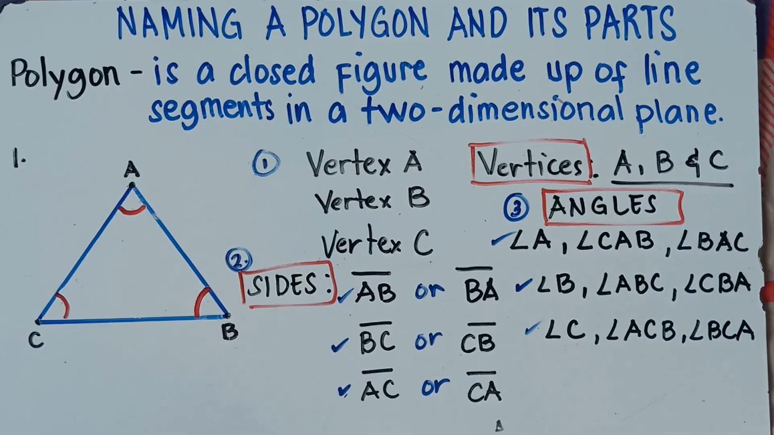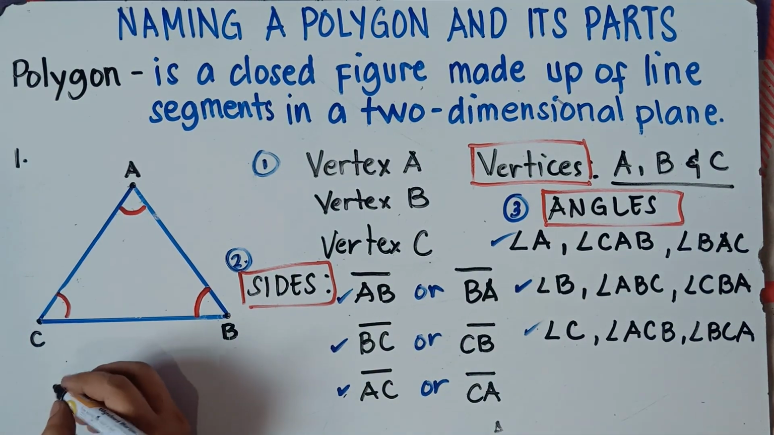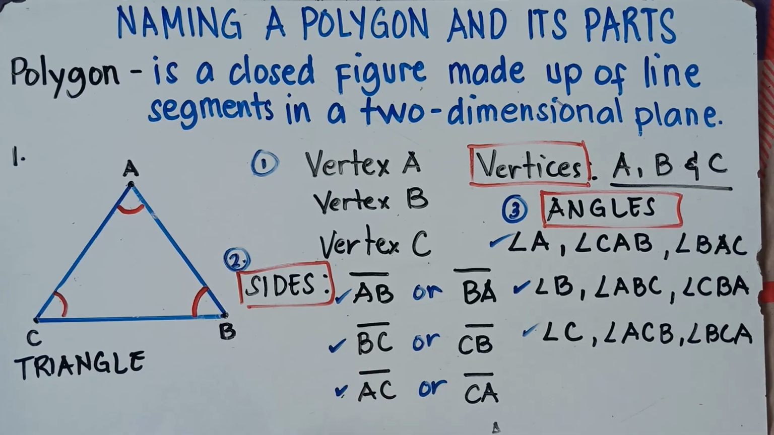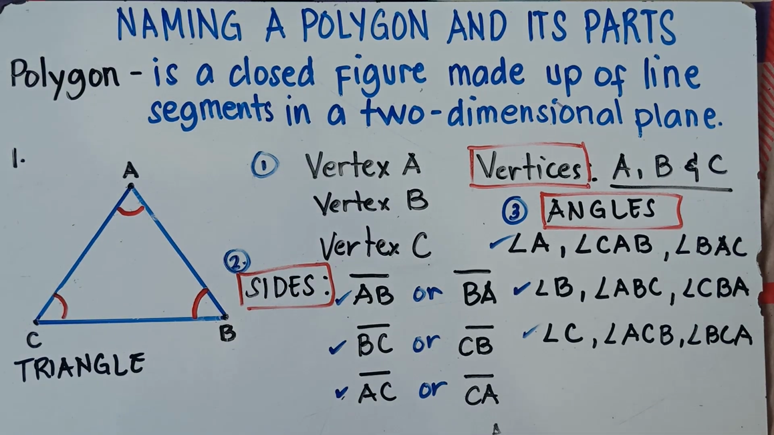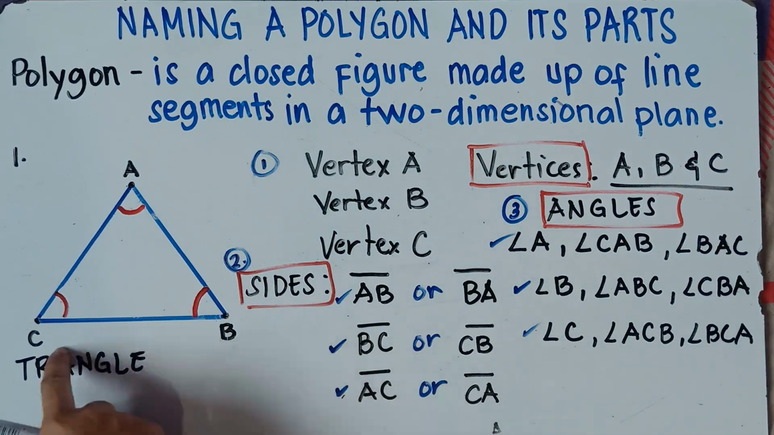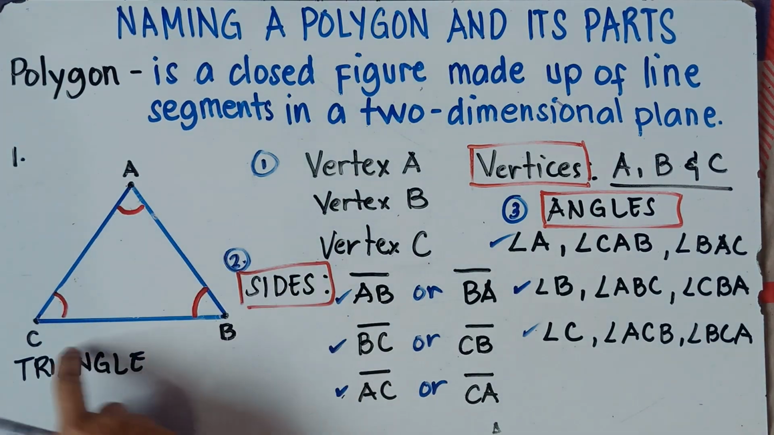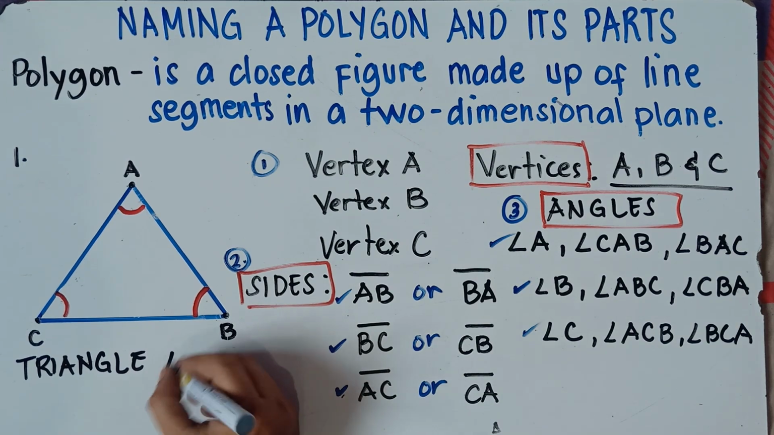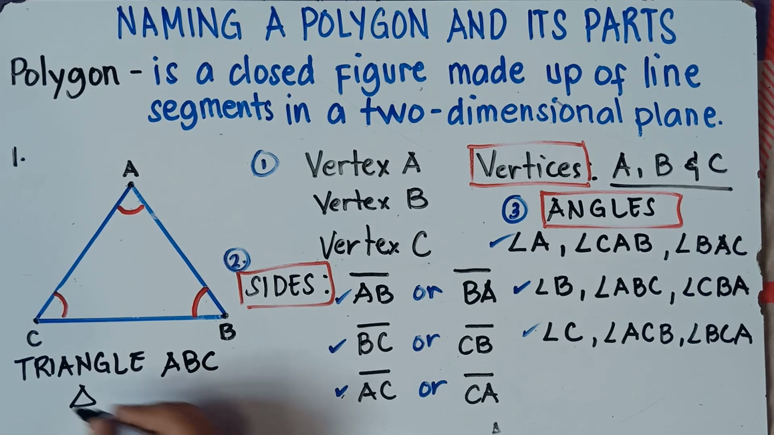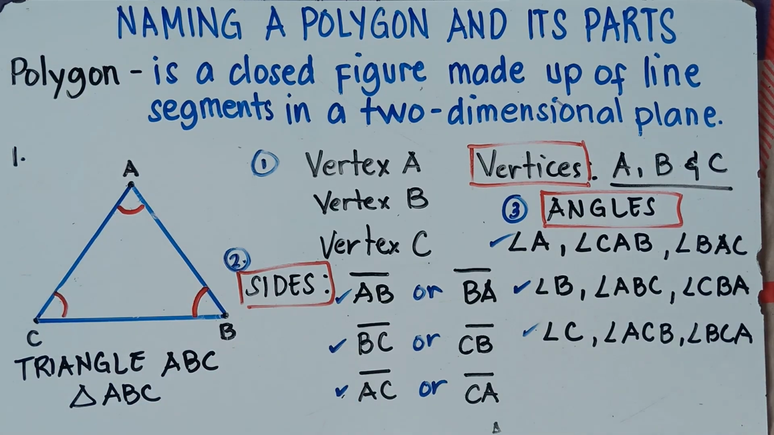To name this polygon, class, we can write the word triangle itself. Then you can read this one, A, B, C. Once again, in naming the polygon, it must be consecutive vertices. You can name this one triangle ABC. Check, class, the vertices A, B, C are consecutive. Or you can simply use this illustration, which means triangle. Then ABC. So that's how you name it, class.